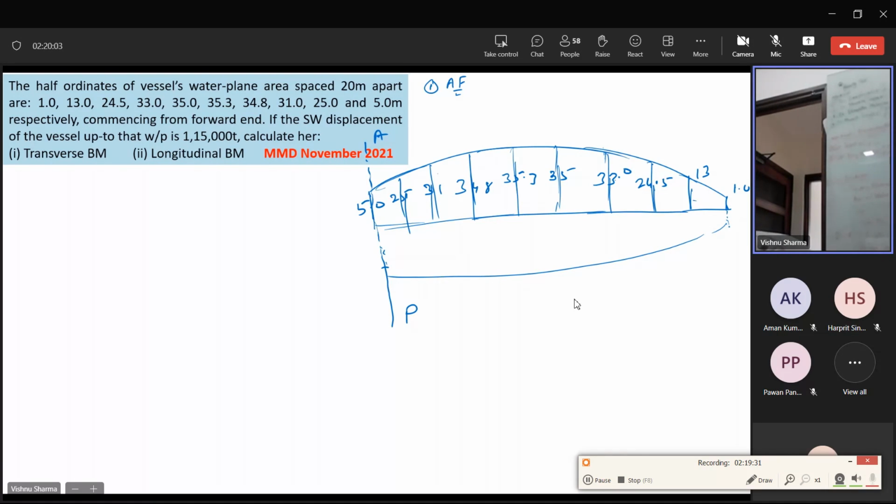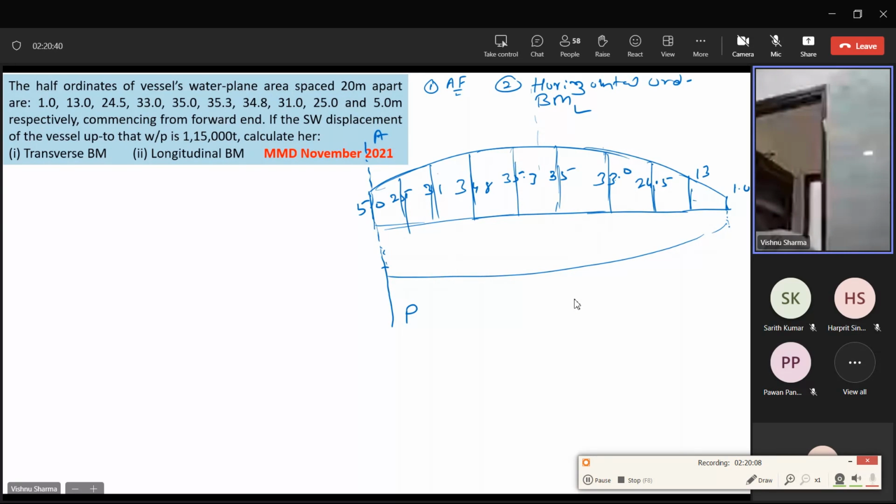Now, for BML, if full ordinates are given, you can use the full ordinates. If half are given, you can use the half. For BML, there is no such condition. Why? Because in this case, when you draw the FF like this, it will be a case of horizontal ordinates. For BML, do you agree? It's a case of horizontal ordinates, yes or no, beta? Yes, sir. So when it is a case of horizontal ordinates, you can work with half and double it up, or you can take the full ordinates.